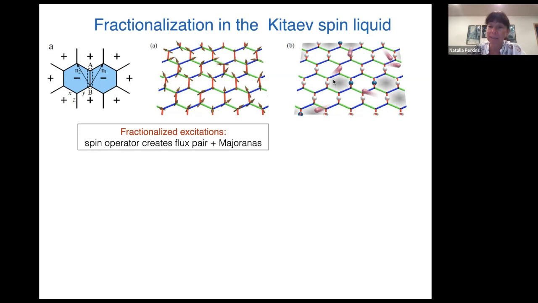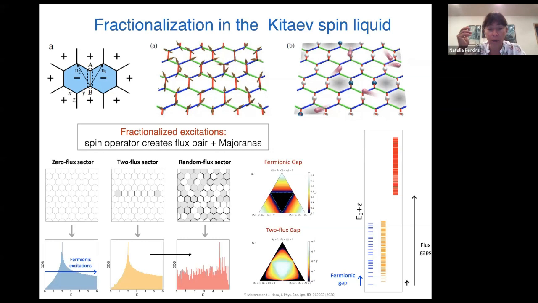Okay, so for the remainder of my talk, I will need to define some of the technical things, and we will talk about different types of gaps. As I said, in the ground state, the Kitaev spin liquid has a zero flux sector, but we can still excite fermions. And basically, we can define the fermionic excitation within the same flux sector.